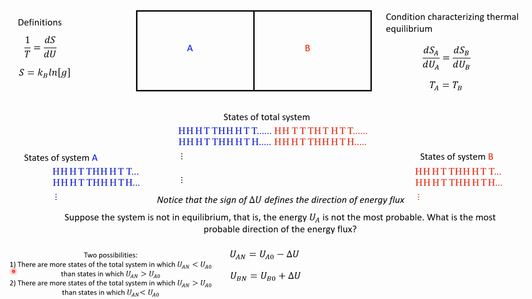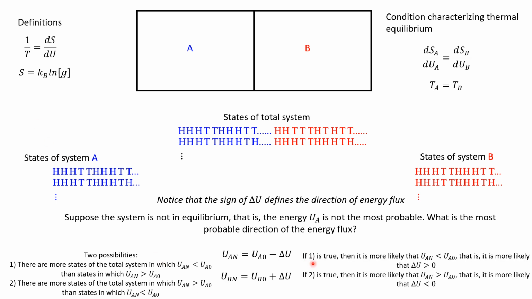The first possibility is that there are more states of the total system in which the new energy is lower than the initial energy than the other way around. And the second possibility is that there are more states of the total system in which the new energy is higher than the initial energy than the other way around.